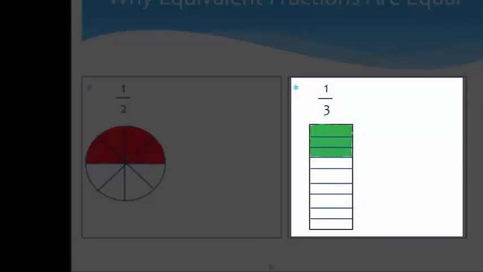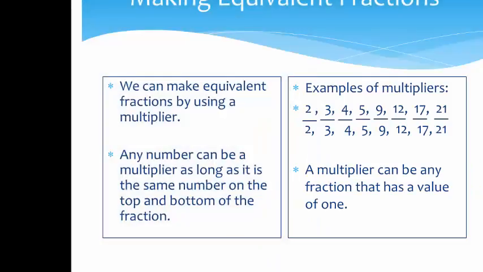Over here, let's look at what happens when I break this into 9 equal parts. You'll notice that even though I have smaller divisions, the amount of green colored in did not change. Therefore, 1/3 and 3/9 are equivalent fractions.